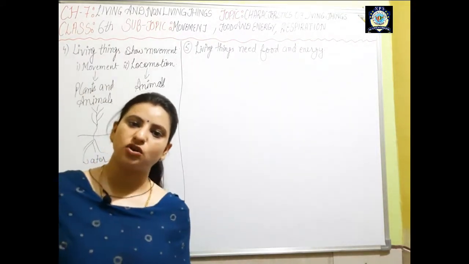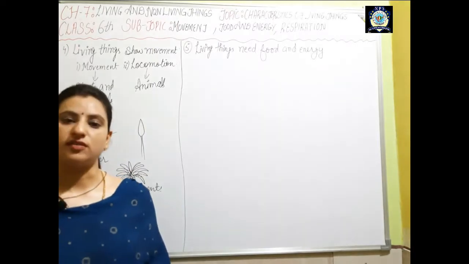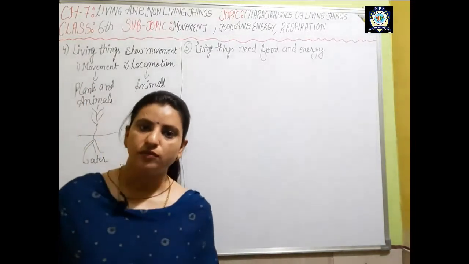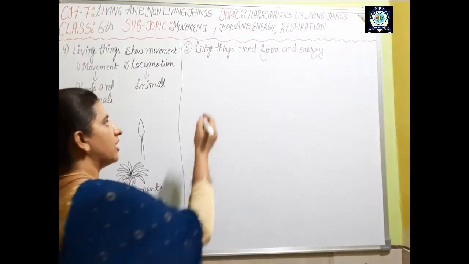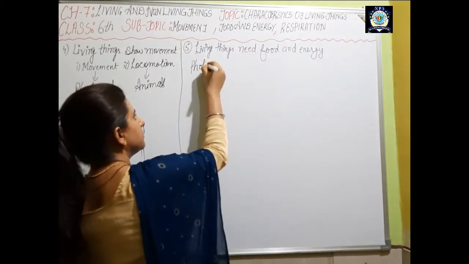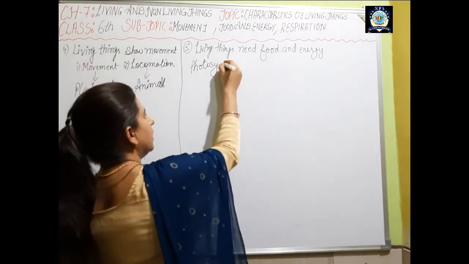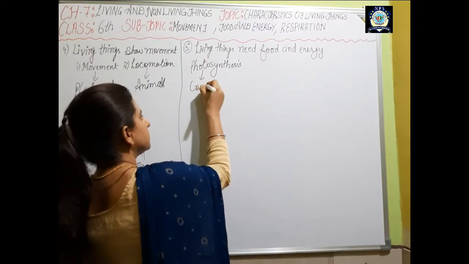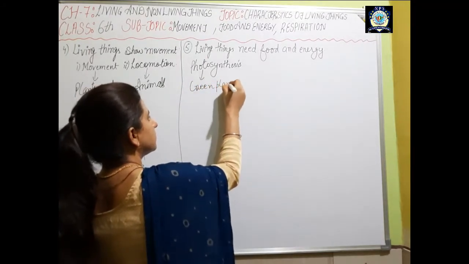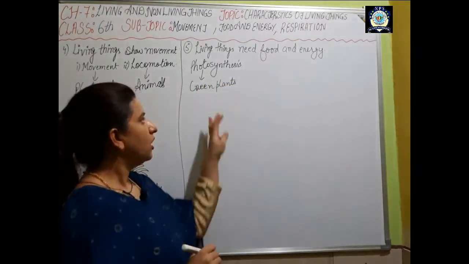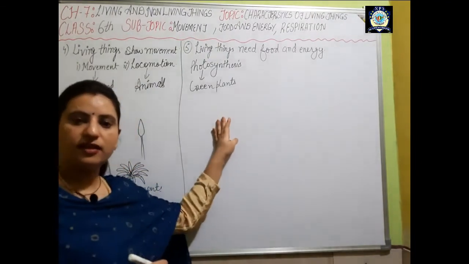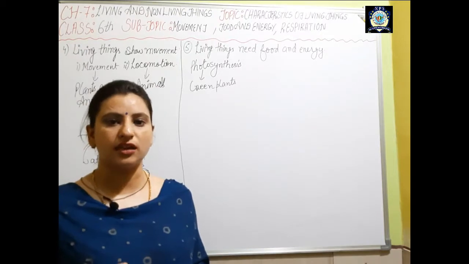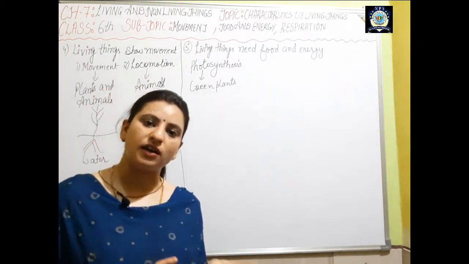Either they are plants or animals or humans. In the case of plants, plants make their own food through a process called photosynthesis, and this is mostly carried out by green plants. In the case of animals, animals do not make their own food. They depend upon plants.